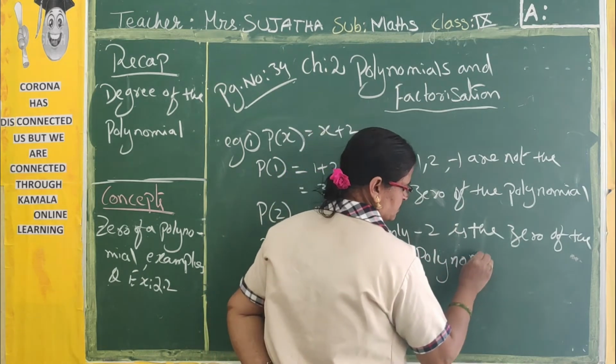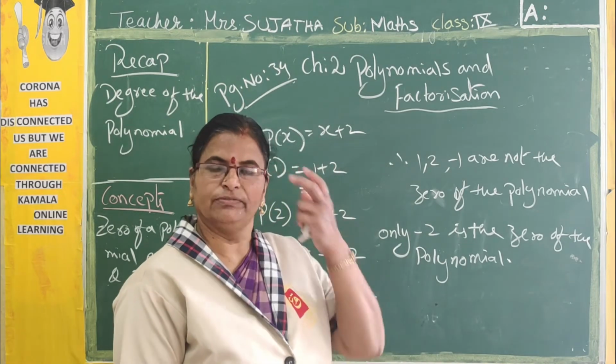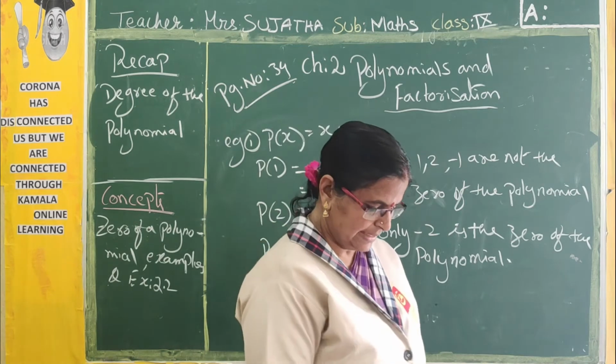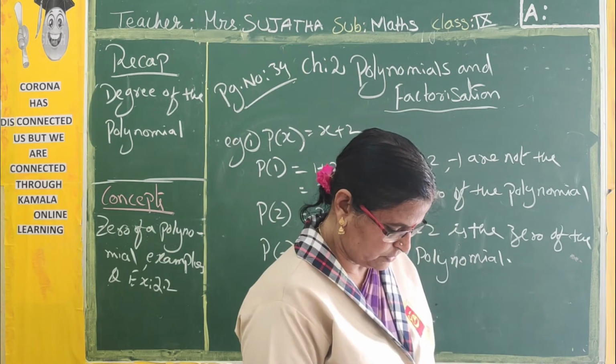Understood? Only minus 2 is the 0 of the polynomial. Like that you can do. Now, second example. Find the 0 of the polynomial.